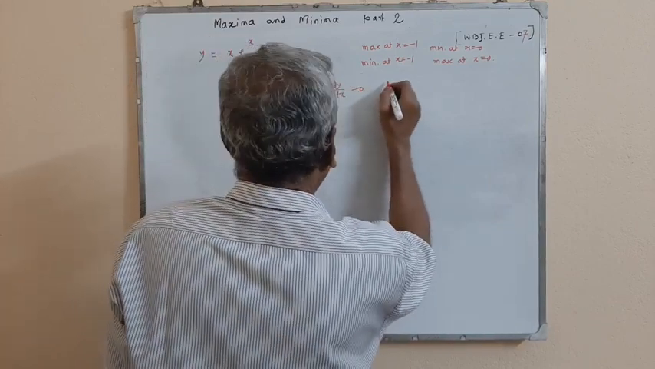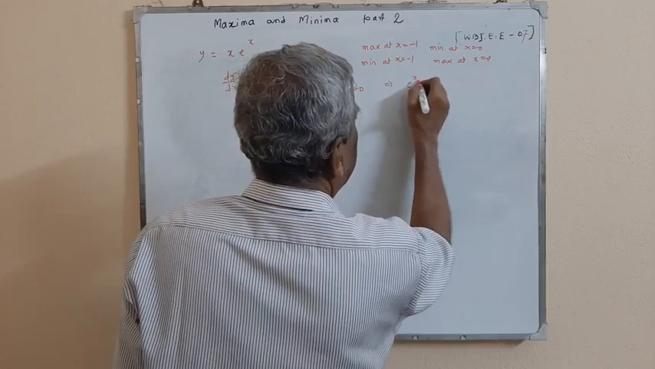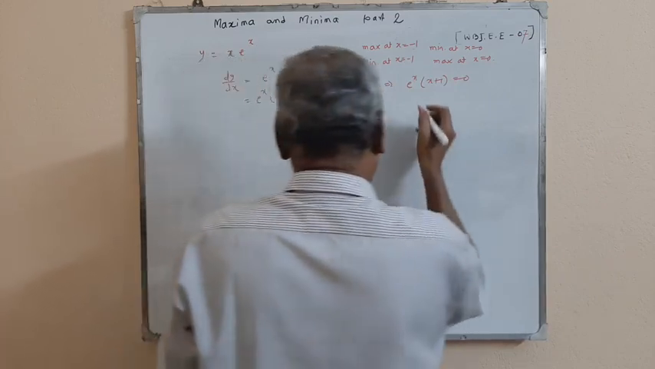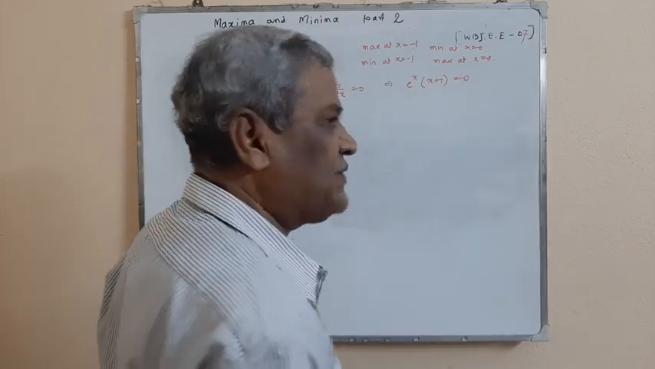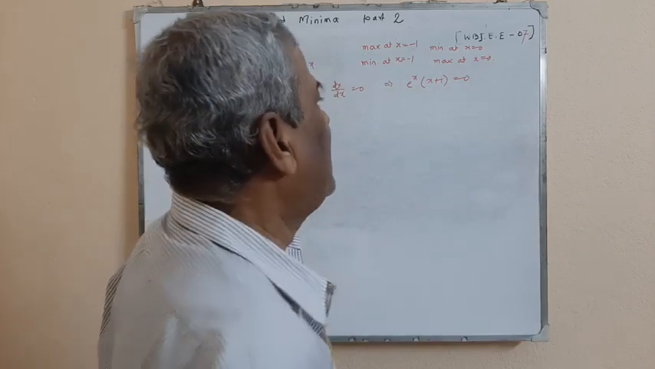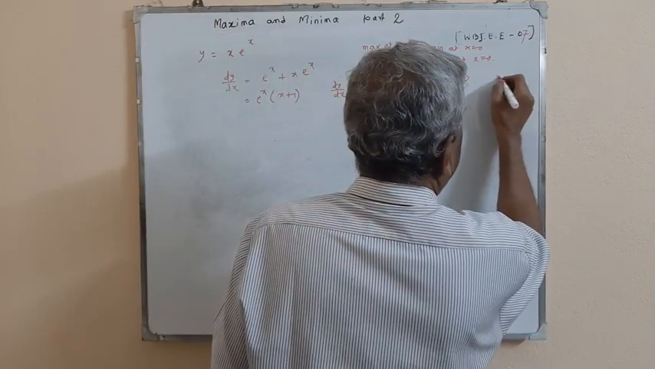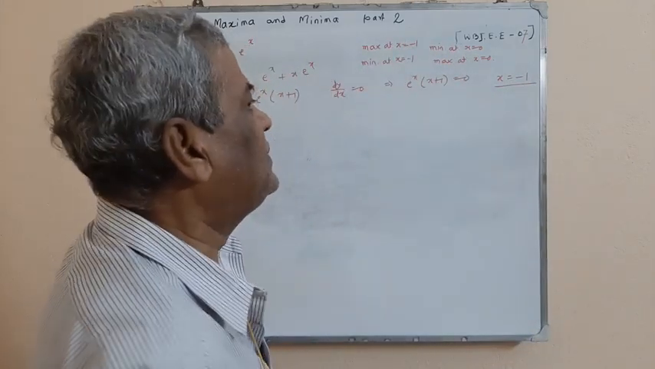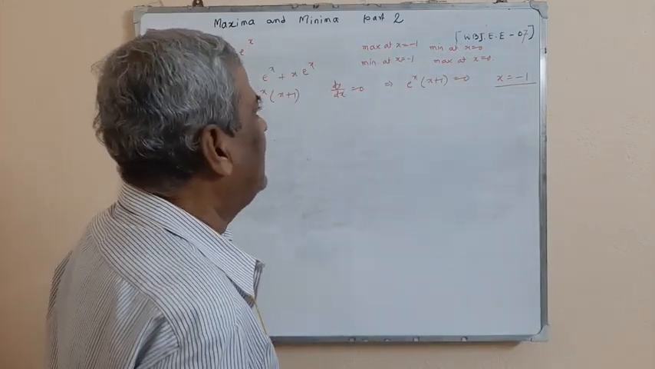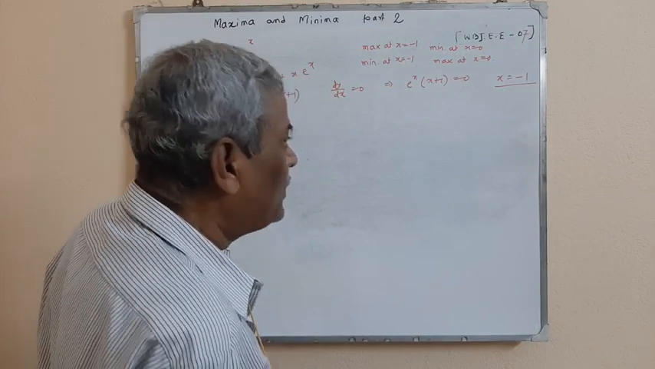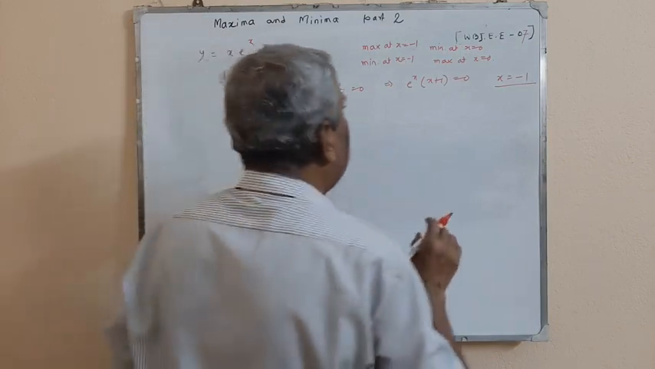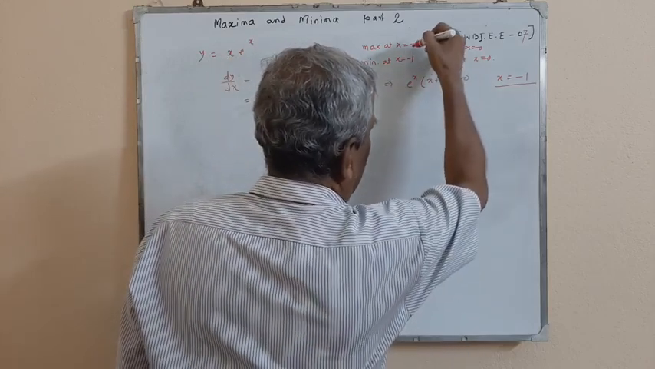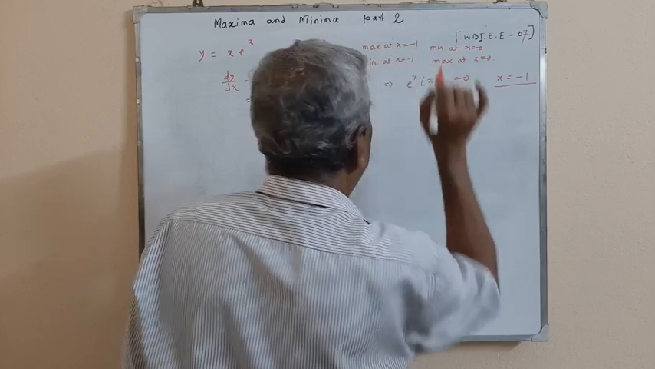That is, it gives us e to the power x into x plus 1 is equal to 0. But e to the power x, the exponential function, cannot be 0. So the only possibility is that x is equal to minus 1. So the only critical point is x is equal to minus 1. Now let us see whether at x is equal to minus 1 the function is maximum or minimum.